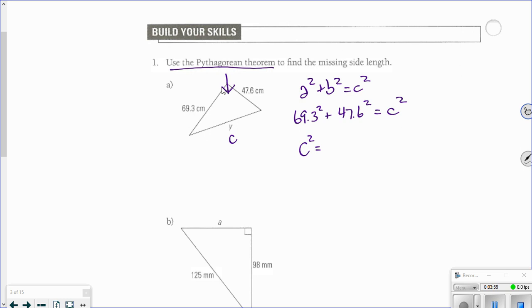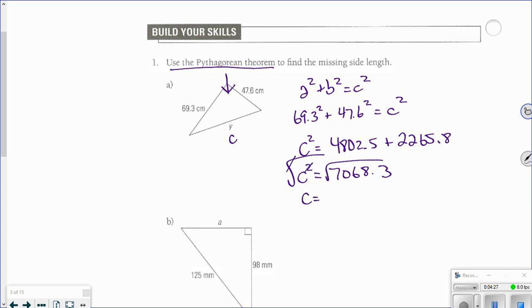So 69.3 squared is 4802.5. 47.6 squared gives you 2265.8. Add them together and c squared is going to equal 7068.3. We're not solving for c squared, we're solving for c, so we take the square root of both sides, making that cancel. And c, in this case, which is side y, is going to be 84.1. And we had centimeters in our original, so we've got centimeters in our answer.